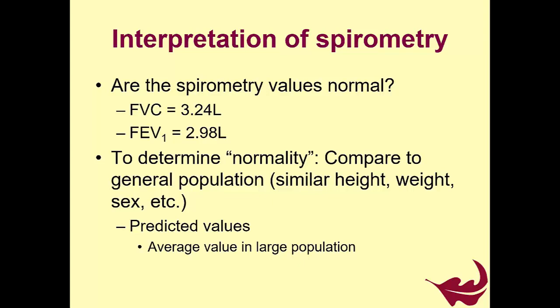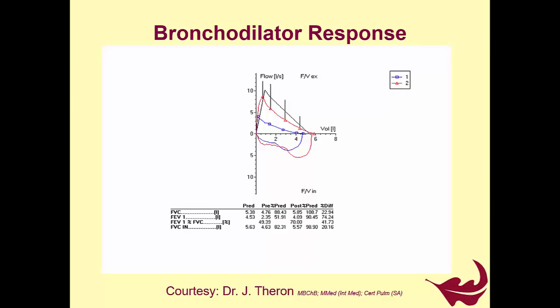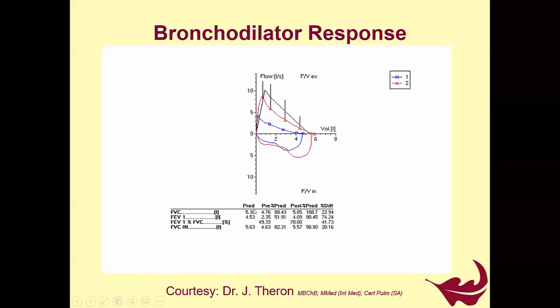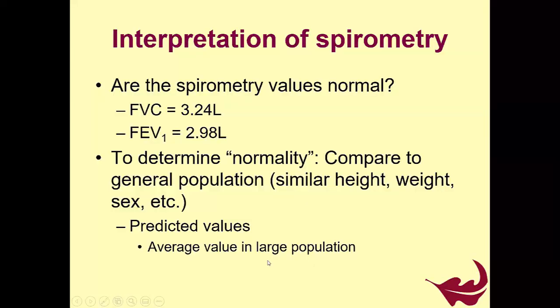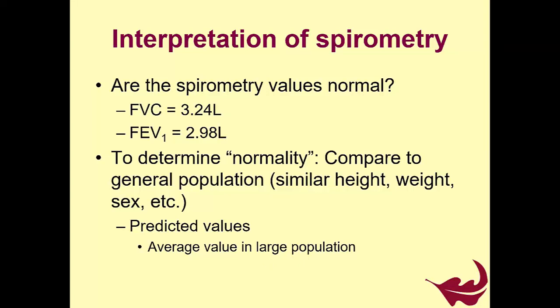So people with similar height, weight, sex, ethnicity, and all these other things that we insert. And from there, we develop the predicted values. Now, traditionally, the predicted value, and here you can see the predicted value for FVC in this individual is 5.38 liters. This is the average value. And I don't know how many of you consider yourself to be average, because once you start differing from average, you are not normal anymore. So the question, of course, is how much can you differ from average?